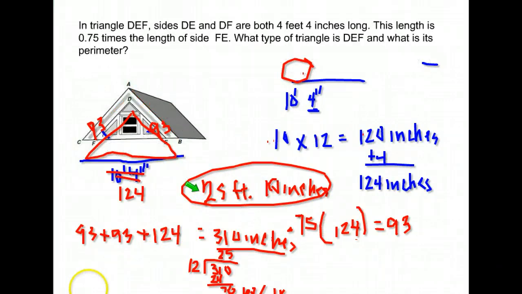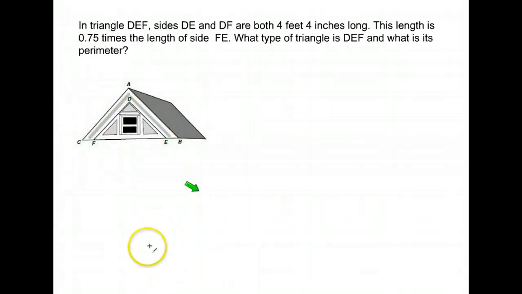It'd be nice if we could pull out a tape measure. That would be nice.